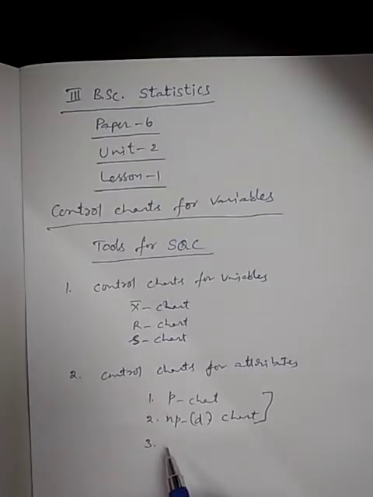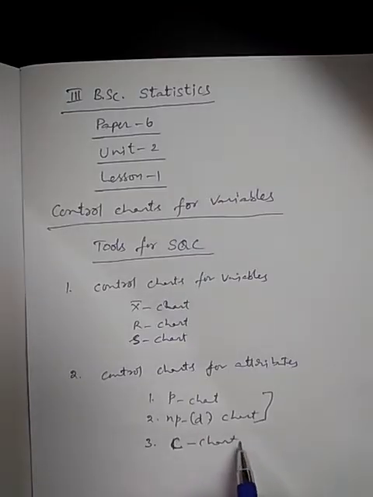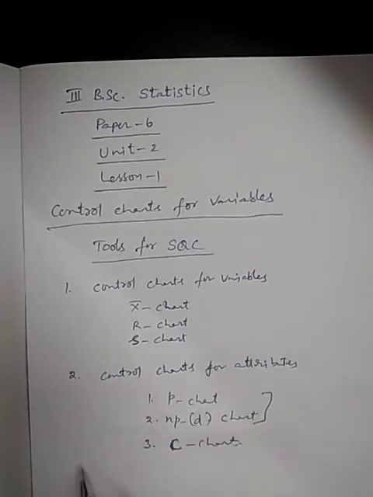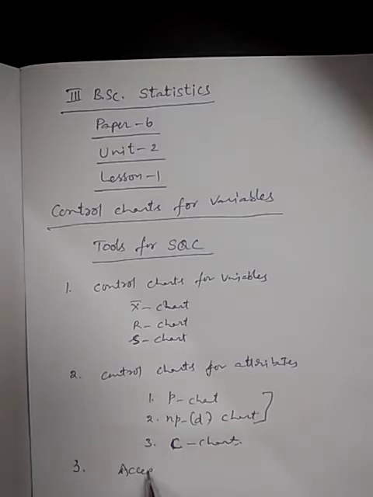Third one is number of defects per unit, C chart. These are the control charts for attributes. The third one is acceptance sampling plans.